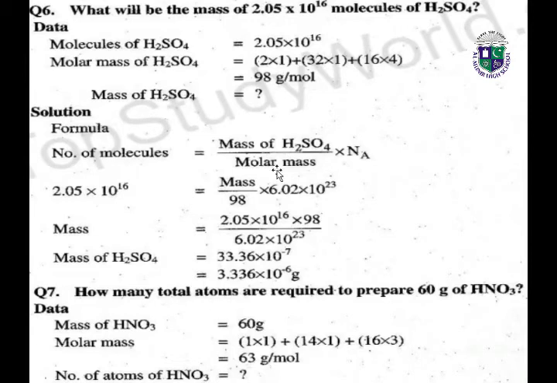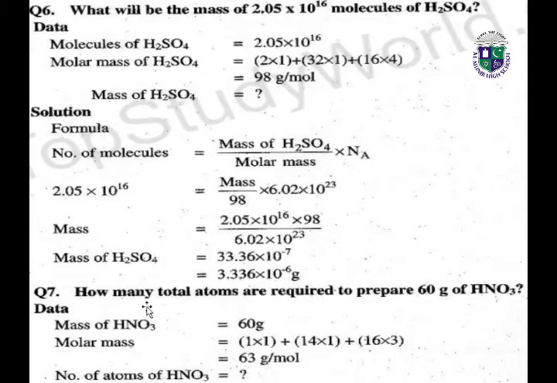We have to find the mass of H2SO4. To find it, we have the formula: number of molecules is equal to mass of H2SO4 over molar mass into Na. So 2.05 × 10^16, here we have the values. We take the mass on the left hand side of the equation and the other values on the right hand side. By calculating all these values with the help of a calculator, we get the mass of H2SO4, which is 3.336 × 10^-7. We can change the location of the decimal sign. It will be like this, 10^-6 grams.